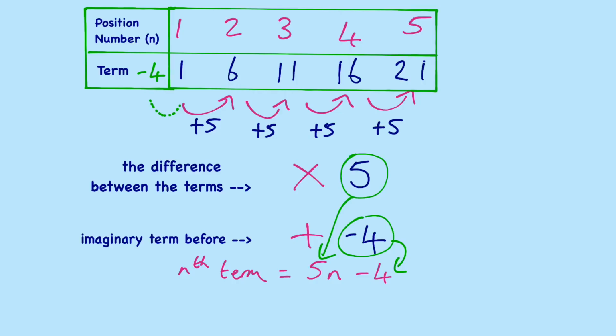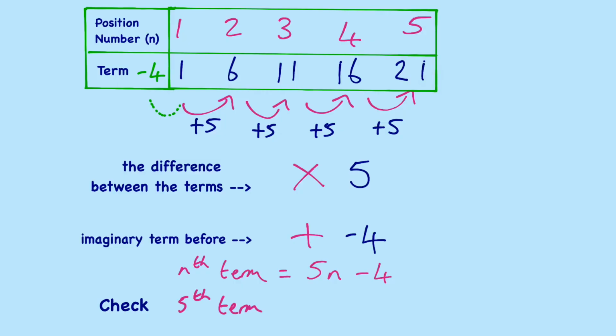Now once again I'm going to check one of the terms above to see whether my formula is indeed correct. So let's check the fifth term. Don't forget n is 5 and it should be 21. So we have 5 multiplied by 5 is 25, minus the 4 is 21. So my formula is correct.